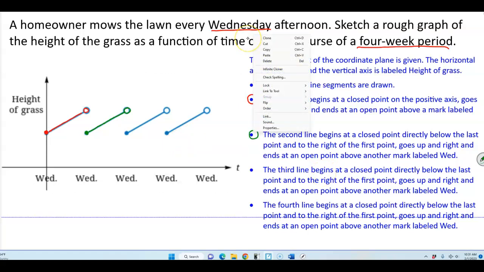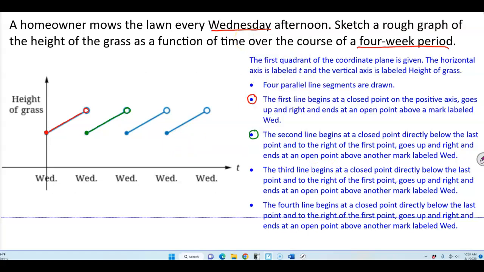Okay, and then we have our third line, and that begins again at a closed point directly below the last point and to the right of the first point. So therefore it goes up and right and ends at an open point above another mark labeled Wednesday. So therefore here is our third week.